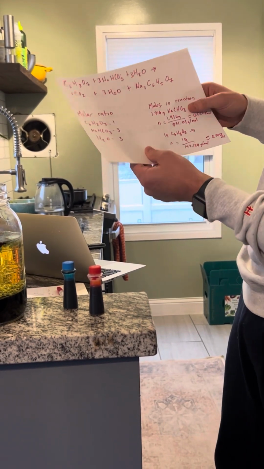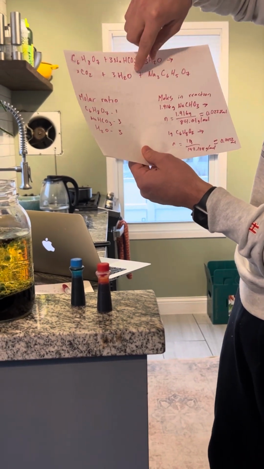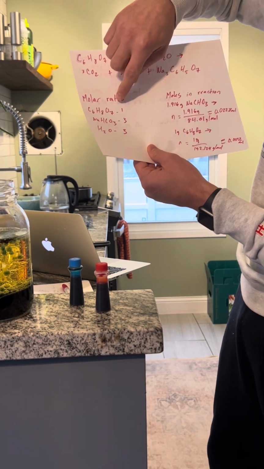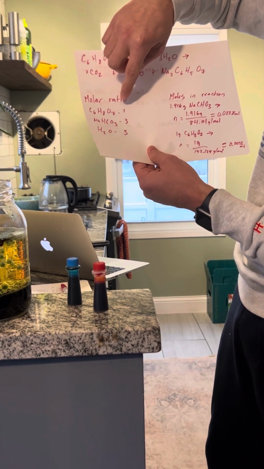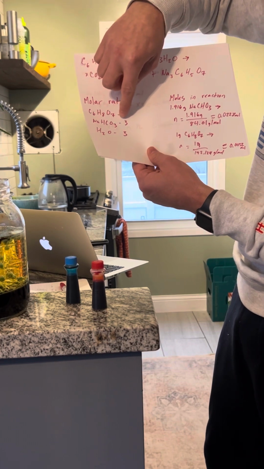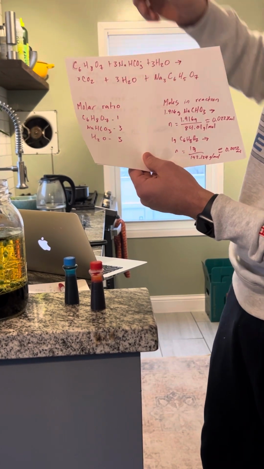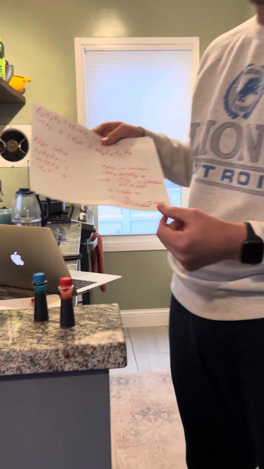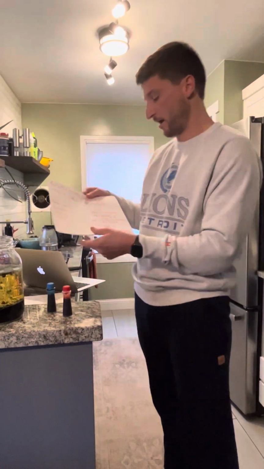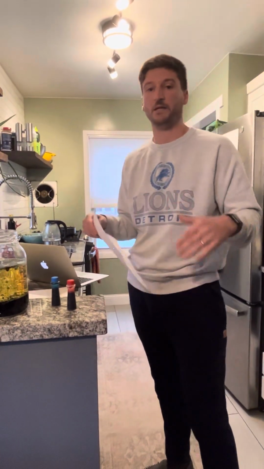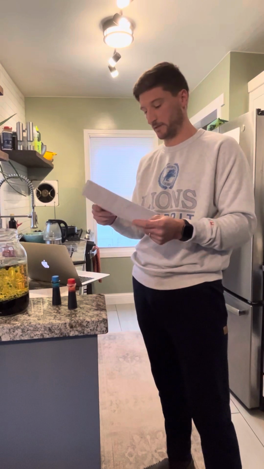Na3C6H5O7. So as you can see, my molar ratio is 1:3:3. So C6H8O7 has 1 mole to my sodium bicarb, which has 3, to the water that has 3. So using that, we can figure out what our limiting reactant is going to be.